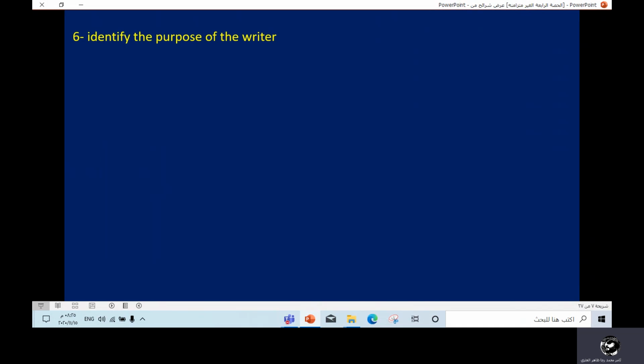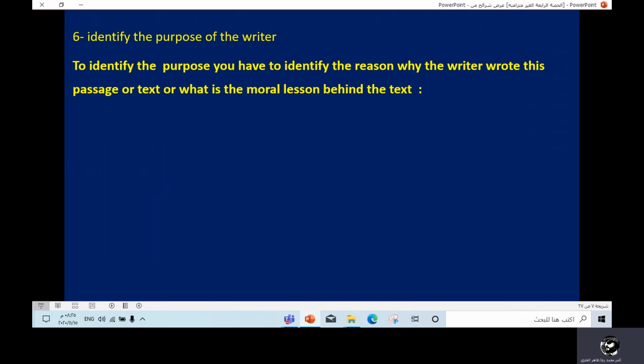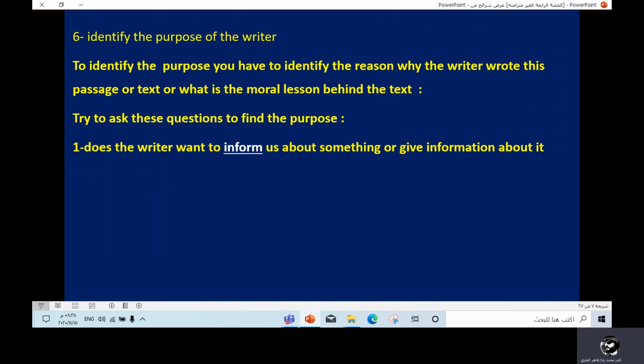This is so important, my dear students. How can you identify the writer's purpose? To identify the purpose, you have to identify the reason why the writer wrote this passage or text, or what is the moral lesson behind the text. Try to ask these questions to find the purpose or the goal. Does the writer want to inform us about something or maybe give information about it?